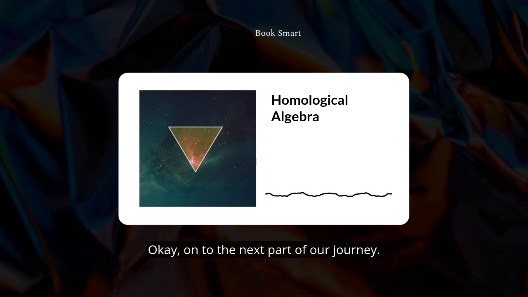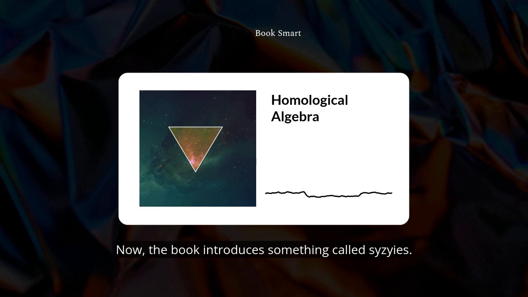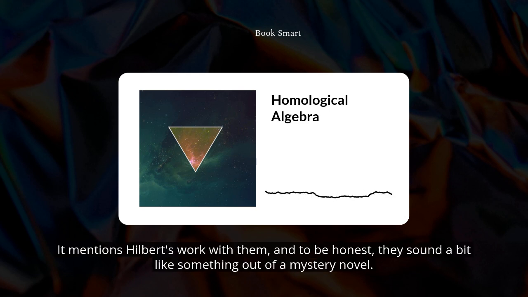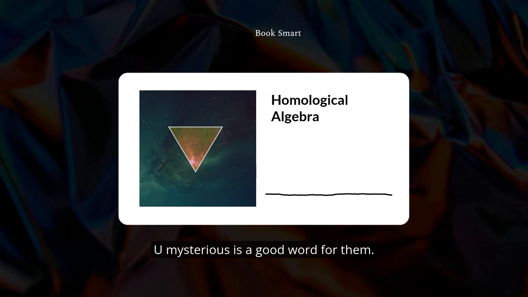Okay, on to the next part of our journey. Now, the book introduces something called syzygies. It mentions Hilbert's work with them, and to be honest, they sound a bit like something out of a mystery novel. Mysterious is a good word for them. They take us a level deeper. Syzygies aren't just about relationships, they're about relationships between... Oh, relationships. My brain just did a flip. Relationships between relationships. Okay, I need a translator here. Can you break that down for me?